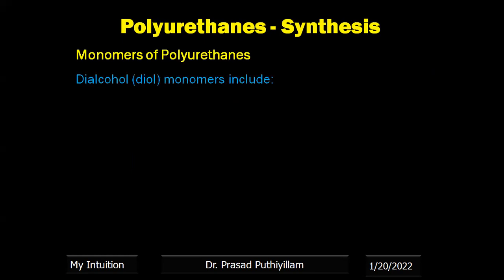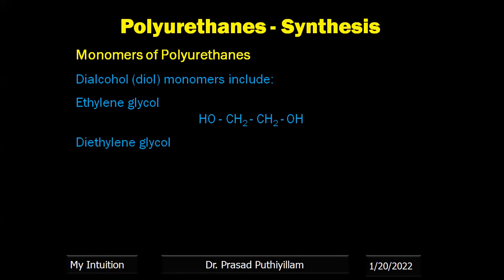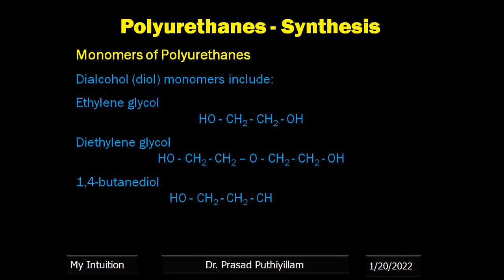Polyurethane is actually a condensation polymer, or the reaction that happens to get polyurethane is a condensation reaction of a dialcohol as well as a diisocyanate. Dialcohol or diol is one of the monomers used. Ethylene glycol, for example, we know is HOCH2CH2OH. Even diethylene glycol you can use, HOCH2CH2OCH2CH2OH. Or it may be 1,4-butane diol.